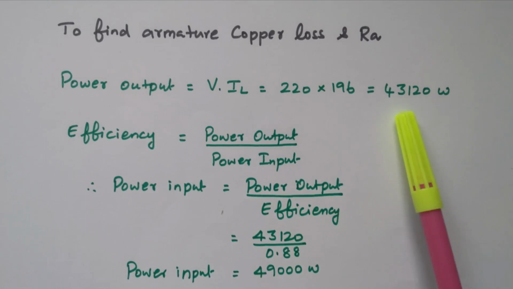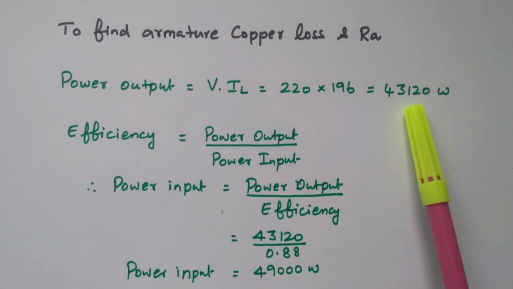The power output we calculated is 43,120 divided by efficiency given 88%, that is 0.88. So by simplifying that, the power input is 49,000 watts. So the power input to the DC generator is 49,000 watts. See this, the power output is lesser because of the mechanical friction and windage loss, the shunt field copper loss, armature copper loss, after all the losses are available. So by subtracting the losses from the input, we are getting this much of output.